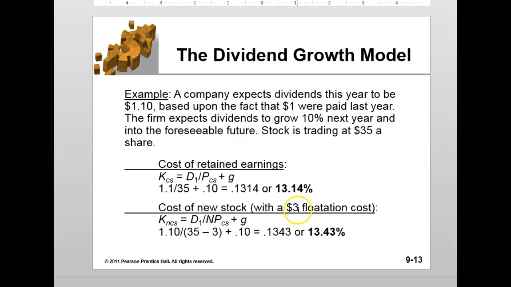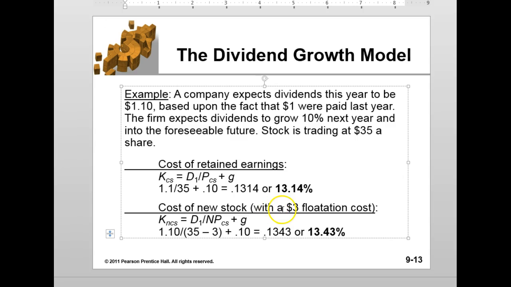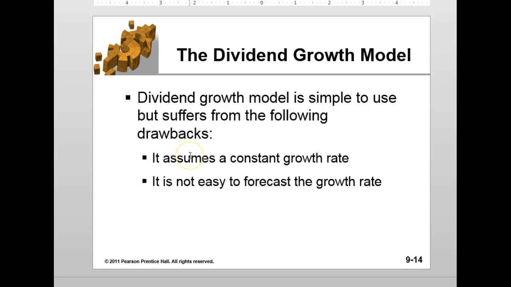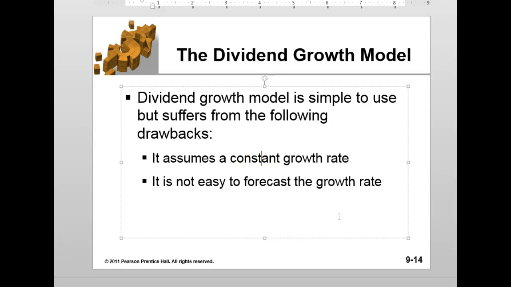Now for a new stock, though, you've got to take into consideration that $3 flotation cost. So that's going to be $35 minus 3, and then the same whole procedure again, and you're going to find you have a higher cost for new stock because of the flotation cost. So that is the dividend growth method. And it assumes a lot of things, which can be very dangerous. It assumes a constant growth, and we always have to forecast that growth rate, and that's a little bit iffy.